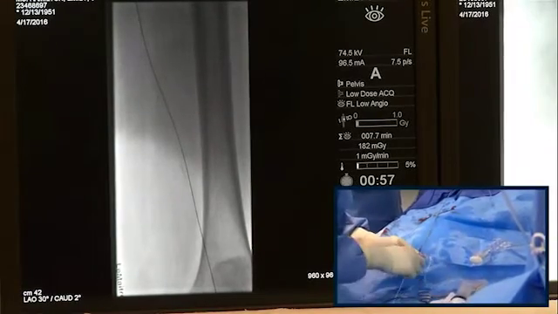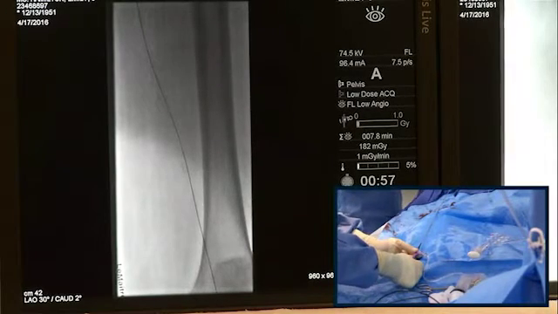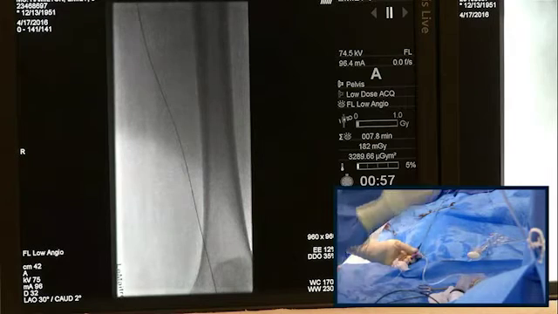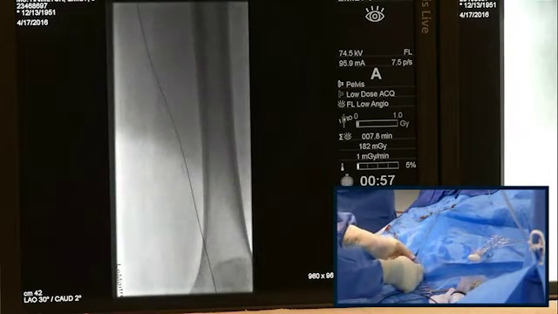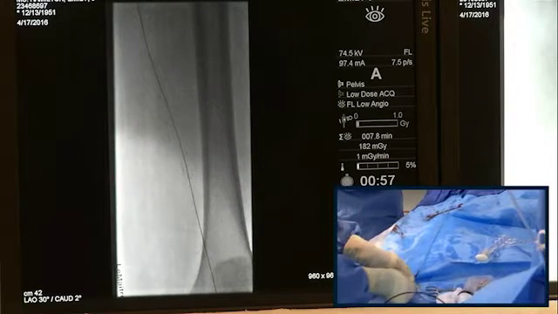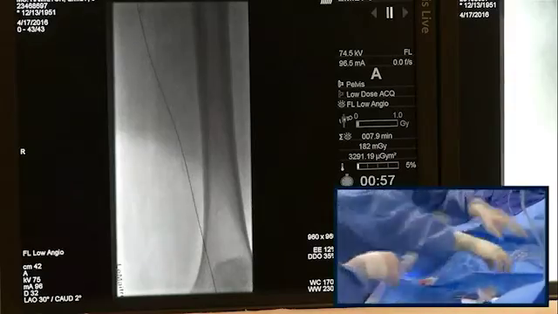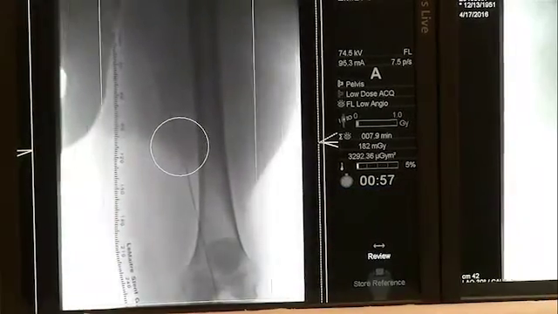We just crossed, for the people in the audience, with the Navi Cross 035 and a stiff angle glide wire. It was actually relatively easy to cross, as you all saw. And we just did a balloon angioplasty with a 5 by 150 balloon. So I'm now going to take a picture, leave it there, and then we can make a decision as to what we think.